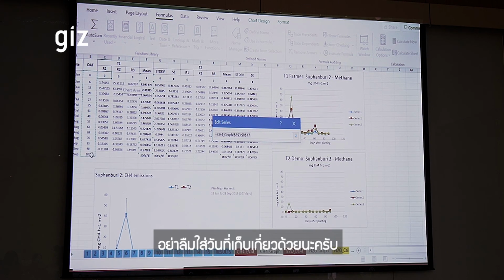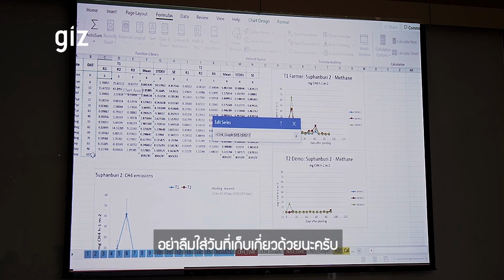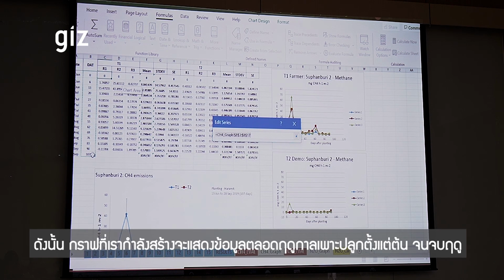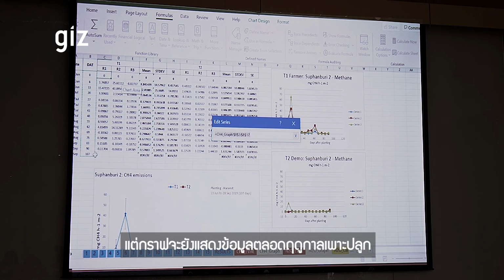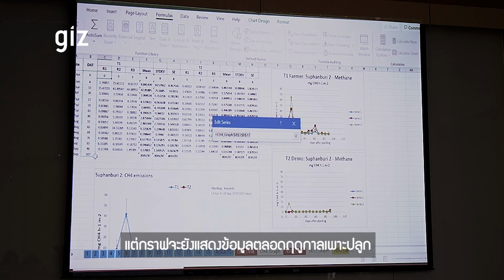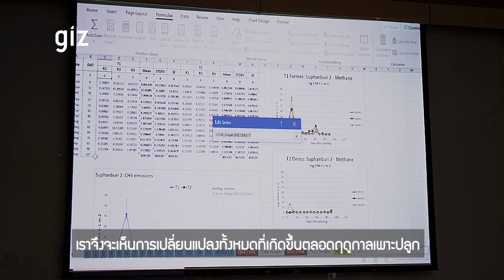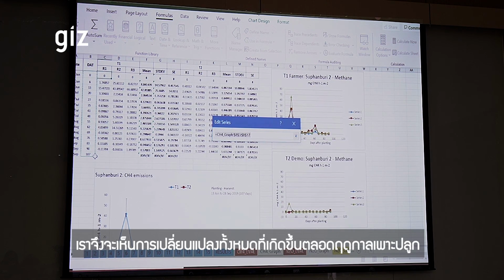Now be sure that you also include the harvest date in it, so that the graph shows you actually the growing season from the beginning to the end. Although our measurement stopped at day 90, 11 September, the graph should show the whole period, the whole growing period, so that we can really see the dynamics relative to the whole growing period.